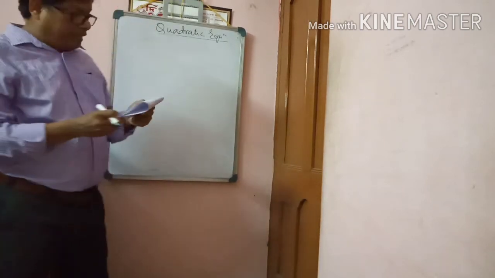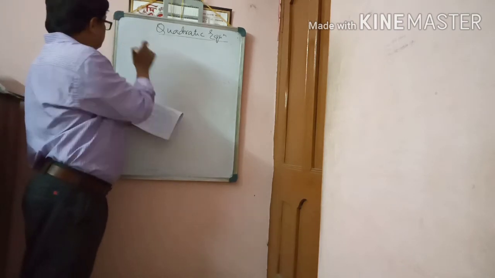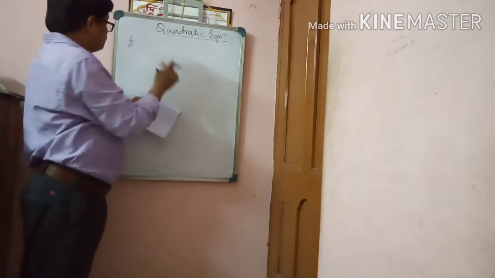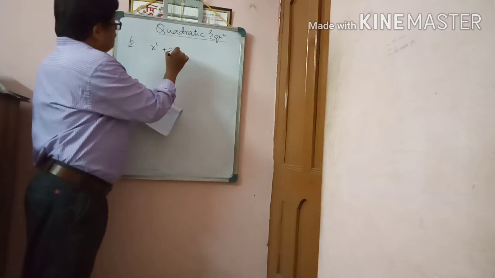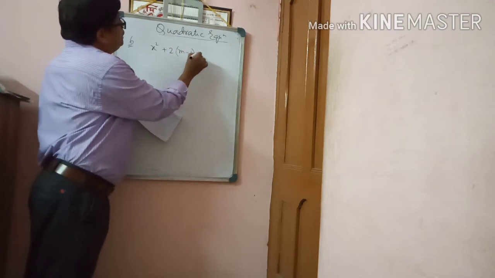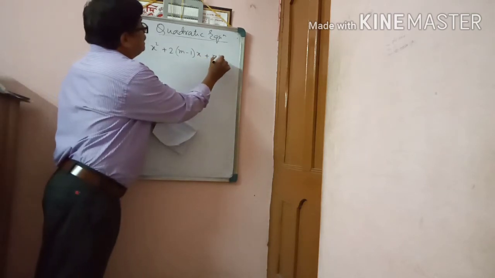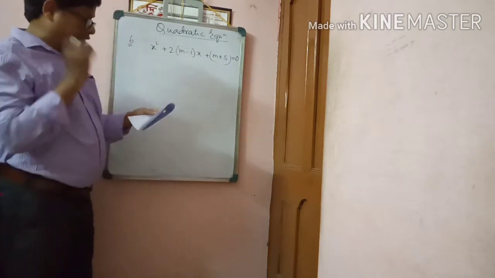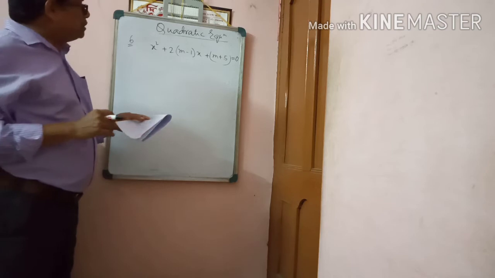Find the value of m. Similar sum, okay? Question number 6. Similar type of sum: x squared plus 2(m minus 1)x plus m plus 5 equal to 0. Similar type of sum is there.